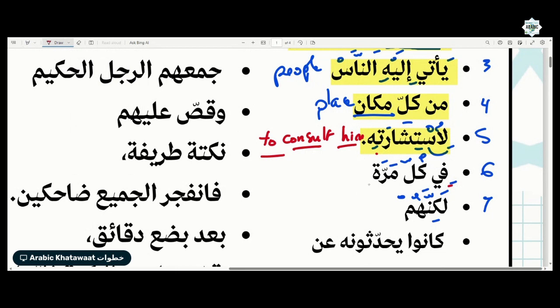في كل مرة. In each time. But I'll just translate it as each time. But it's in each time. لكنهم. But they, and it's one word, لكنهم.